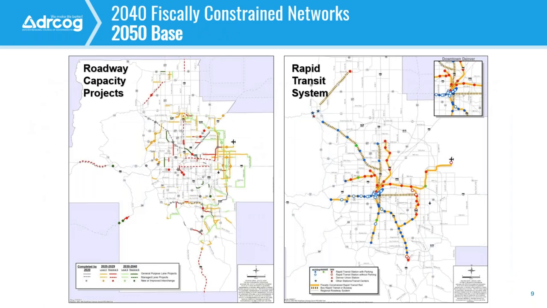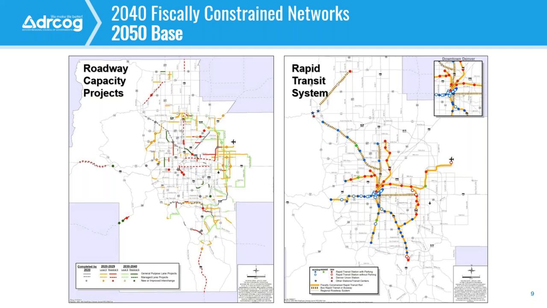Now I mentioned the 2050 base transportation scenario was our 2040 fiscally constrained regional transportation plan. So by that, we mean it is the funded roadway capacity projects and our rapid transit system projects that are currently in our 2040 Metro Vision Regional Transportation Plan. So the adopted 2040 plan that we have is what we mean by our 2050 base, and it's just our way of referencing our future horizon year of 2050.